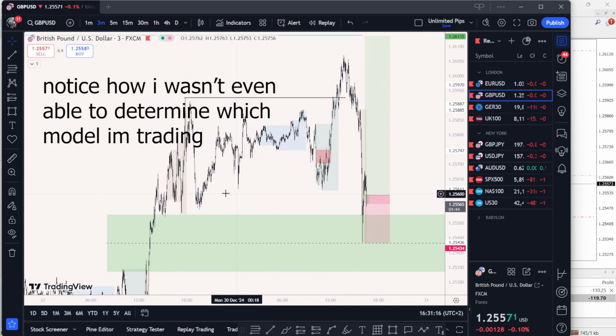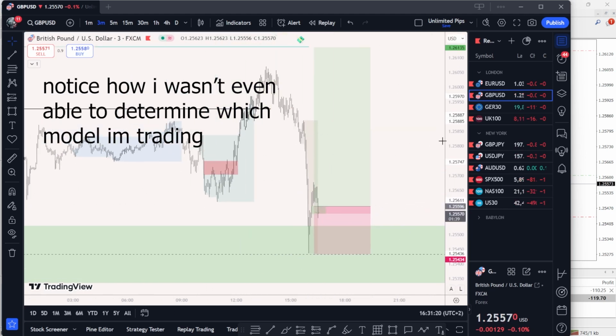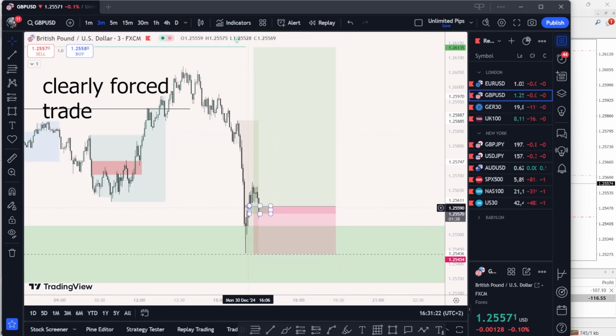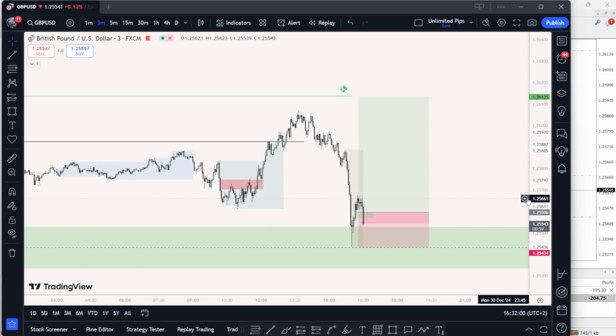It's a bit of a different model, but all that matters for us is our entry here. We did get a gap, that's all we need. Then we look to entry, basically. It's that simple.